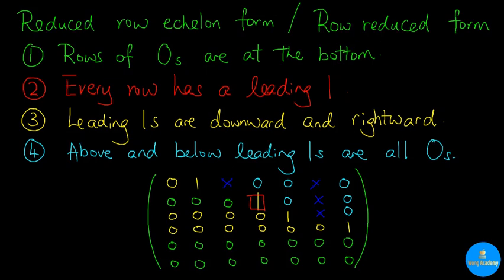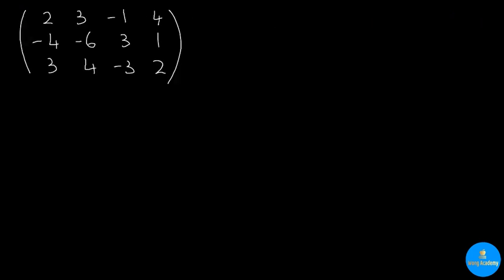How can we transform an arbitrary matrix into its reduced row echelon form? The method is called Gauss-Jordan elimination. And we are going to illustrate that technique with the following example. Let's look at this 3 by 4 matrix with 3 rows and 4 columns.